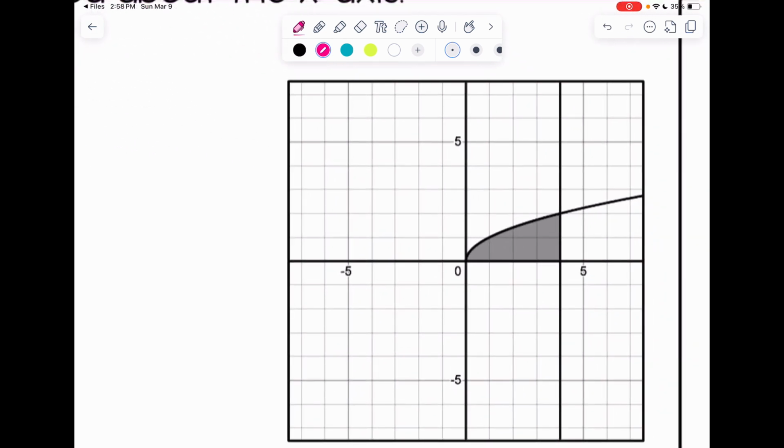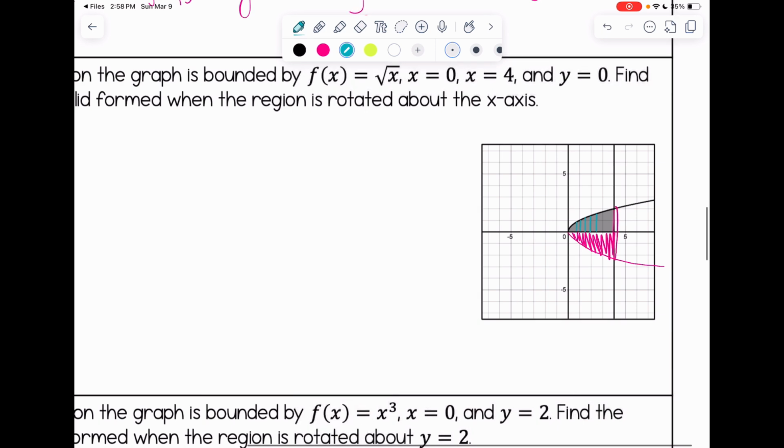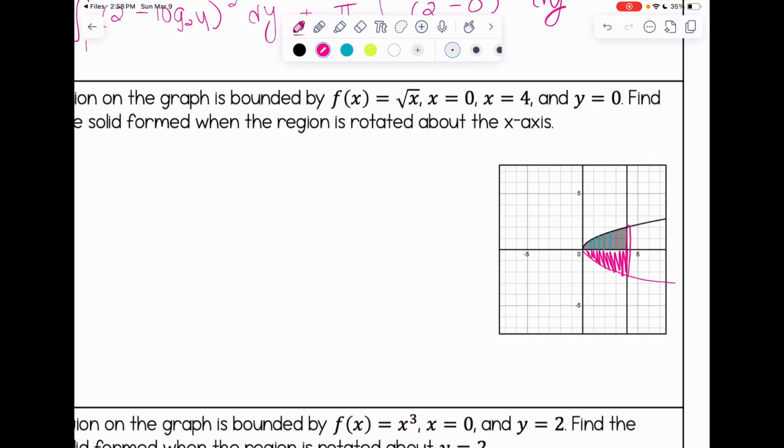You can almost imagine that this basically is continuing here, and this is all shaded in. This is creating our three-dimensional shape, our solid of revolution. And each of these lines represents the radius. So we are going to do everything in terms of x since we're rotating about a horizontal line. So volume equals pi, the integral from 0 to 4, upper function minus lower function squared dx.